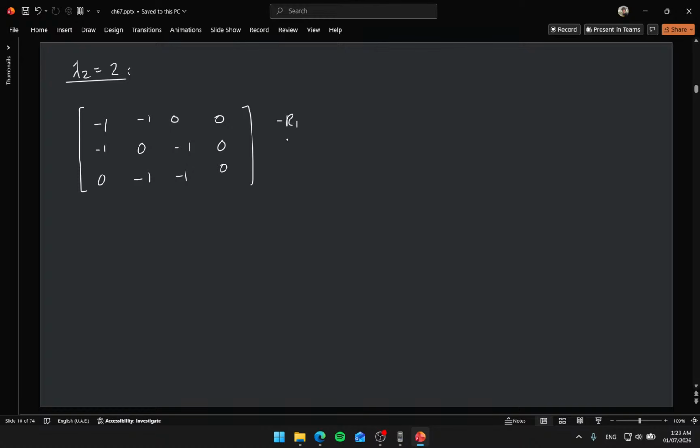First, I'll multiply row 1 by negative 1. So that's 1, 1, 0, 0. Let's multiply row 2 by negative as well. So that's 1, 0, 1, 0. And 0, negative 1, negative 1, 0. Let's do negative row 1 plus row 2.